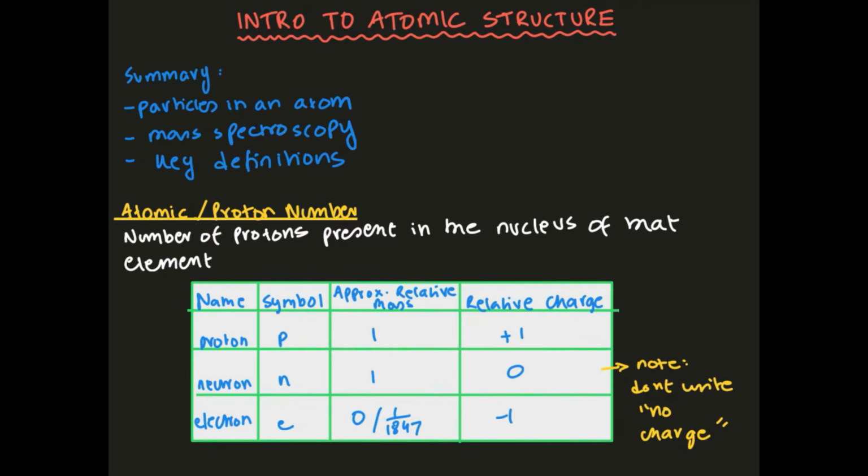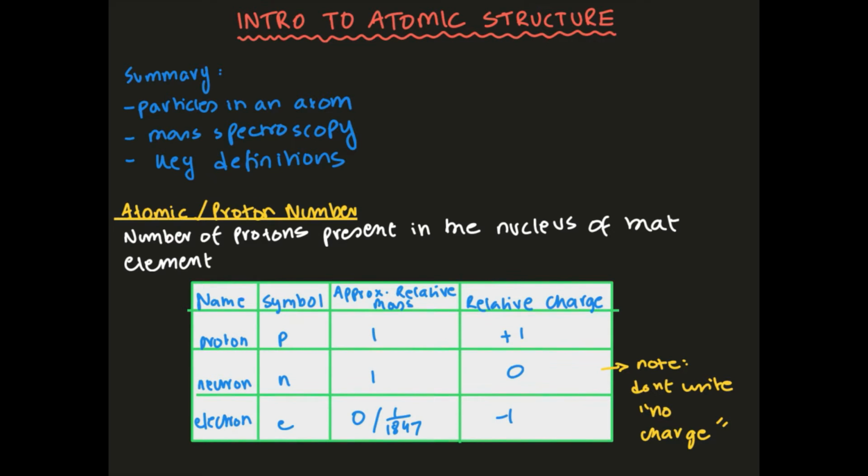Hi guys, today I'm going to be talking about the first part of atomic structure, which is an introduction to atomic structure. So first I would like to give you a summary of everything that I'm going to be covering in this video. The first thing that we're going to be discussing is the particles in an atom, which is basically O-level knowledge, so I'm going to be recapping that. The next thing that I'm going to be talking about is mass spectroscopy, which is completely new A-level knowledge. And then we're going to be looking at some key definitions, most of which have already been discussed in O-levels.